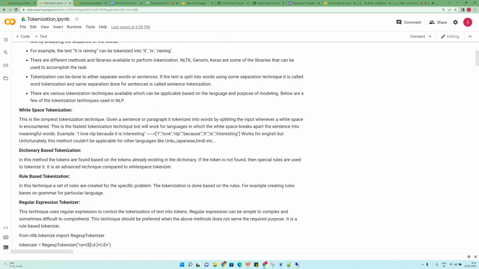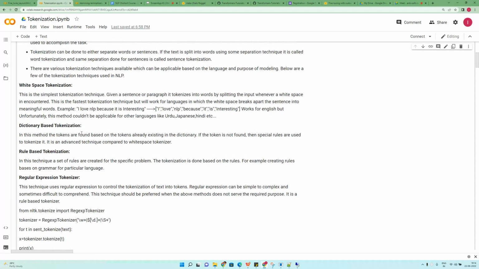So that is the one major disadvantage of using white space tokenization. You can only use it for English, but not for other languages like Urdu, Japanese, Hindi. Because in Urdu or Hindi, even though there is a space, maybe the whole text gives you one meaning. So you can't use it for different languages. It mostly works well for English.